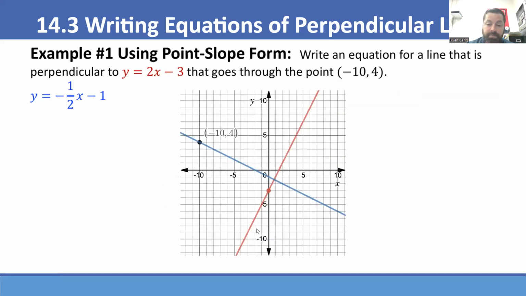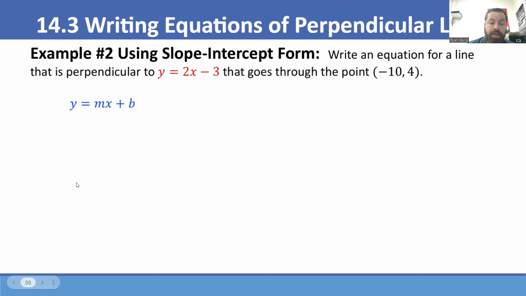If I graph that, you can see that the blue line goes through negative 10, 4, and it crosses the y-axis at negative 1. Okay, and you can count that, and you can see that the slope is negative 1 over 2. Now, I said we're going to do the exact same question, and we are, using slope intercept form.